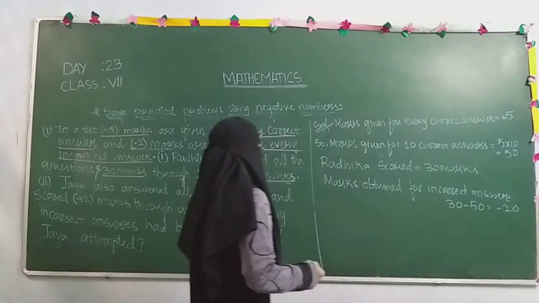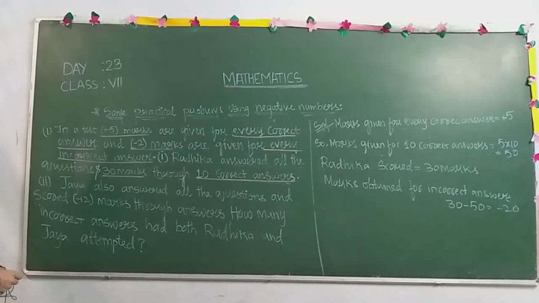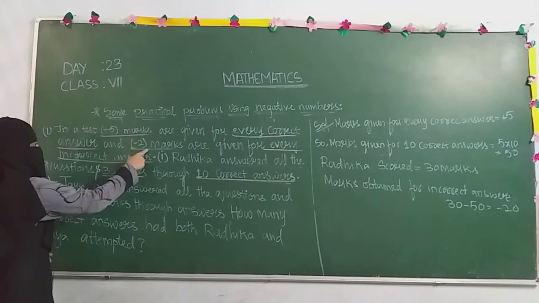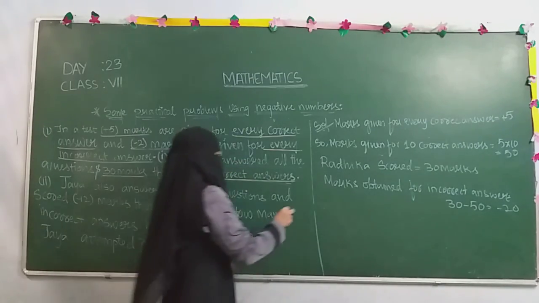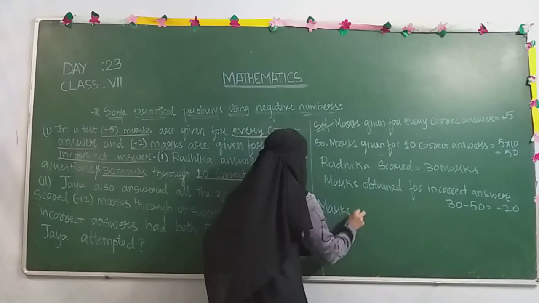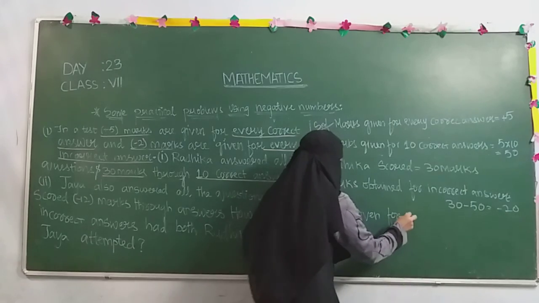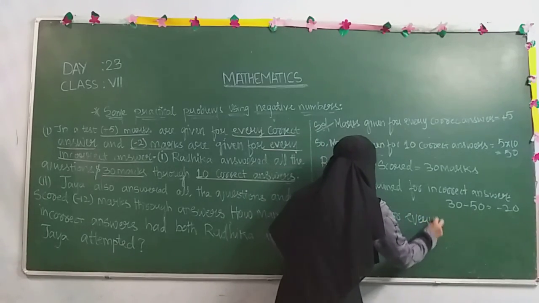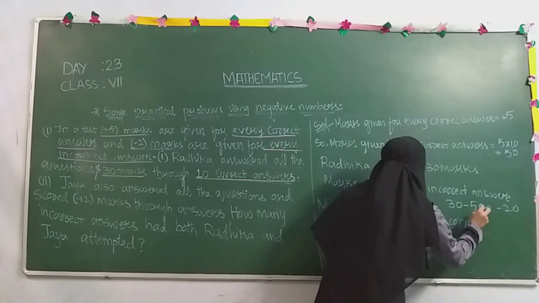Okay, then what are the marks awarded or given for an incorrect answer? Yes, exactly, it is given here. Minus 2 marks are given for every incorrect answer. Okay, marks given for every incorrect answer.